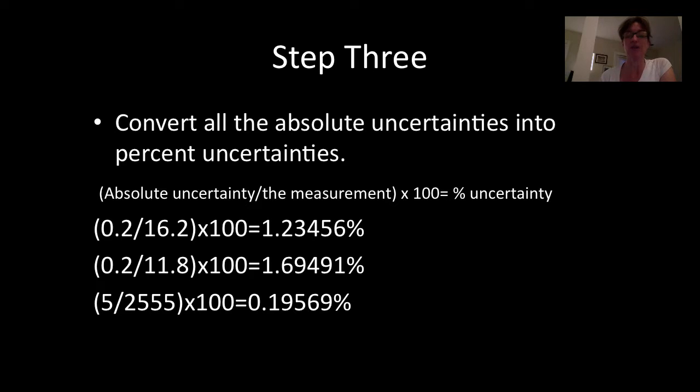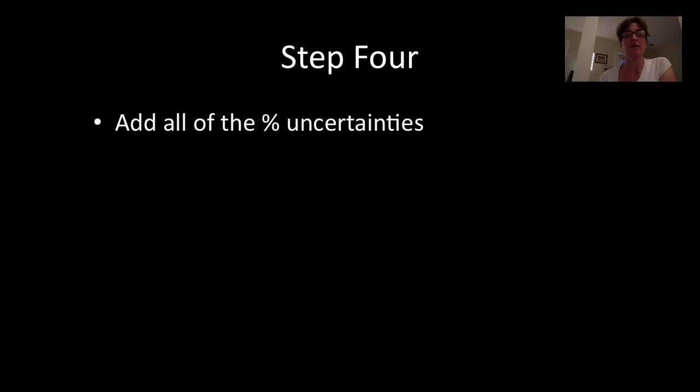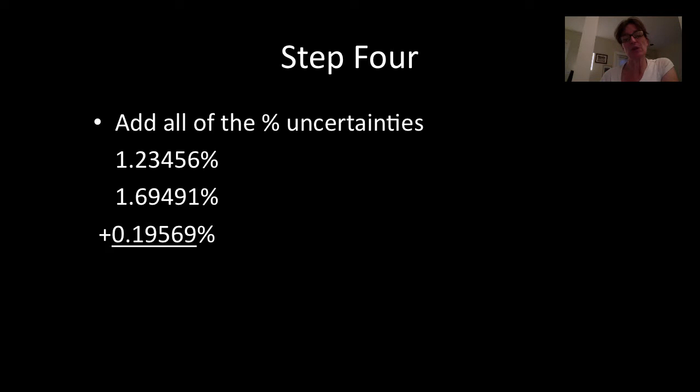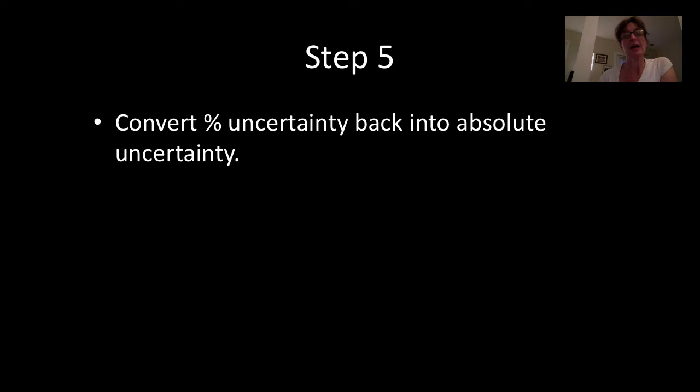Step 4, I'm going to add all of these uncertainties to get a new propagated uncertainty for my new calculated answer. So I'm going to add my 1.23456%, my 1.69491%, and my 0.19567%. And I'm going to get a percent uncertainty for my calculated answer of plus or minus 3.12516%.